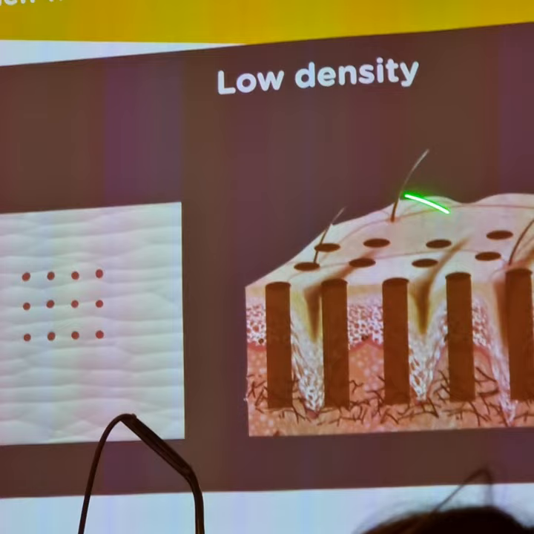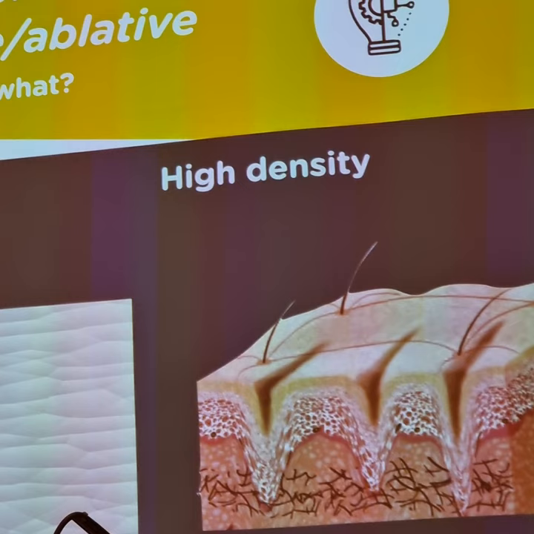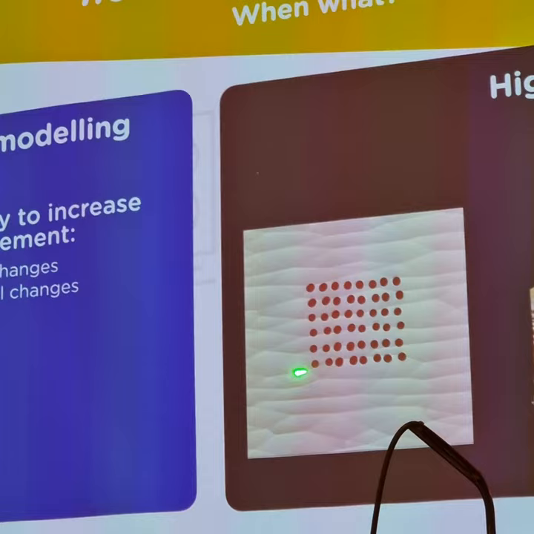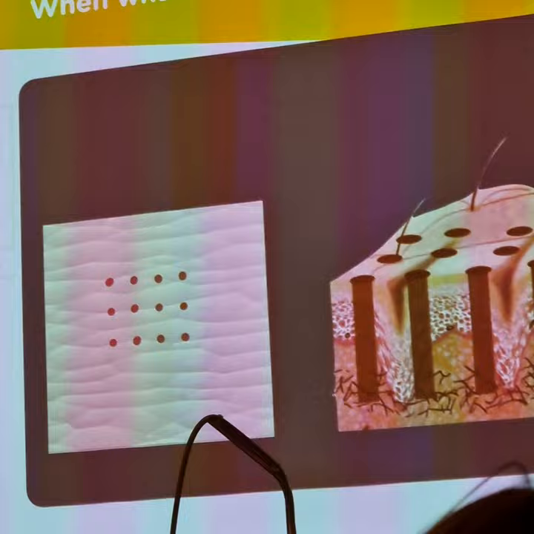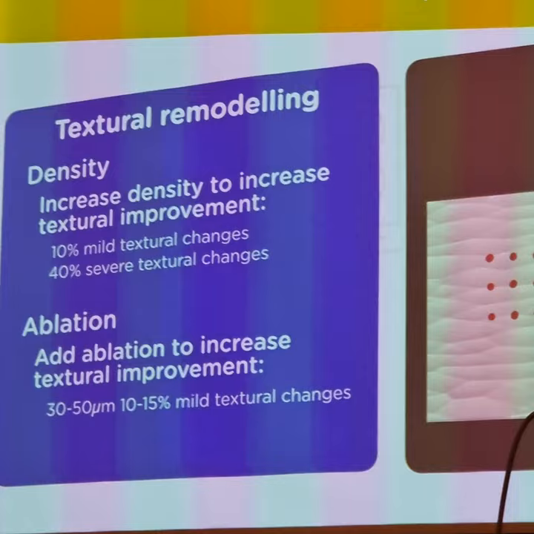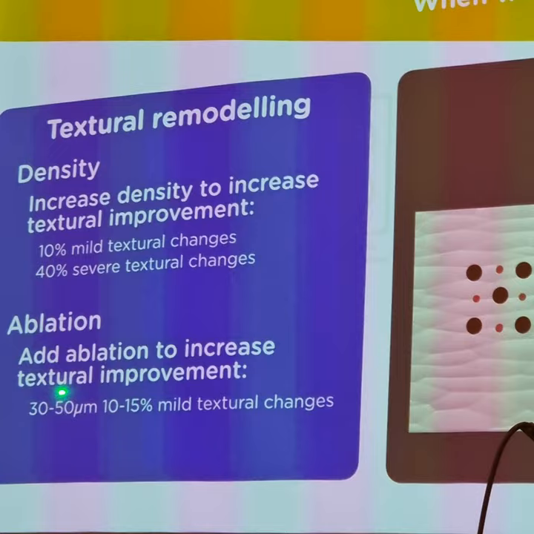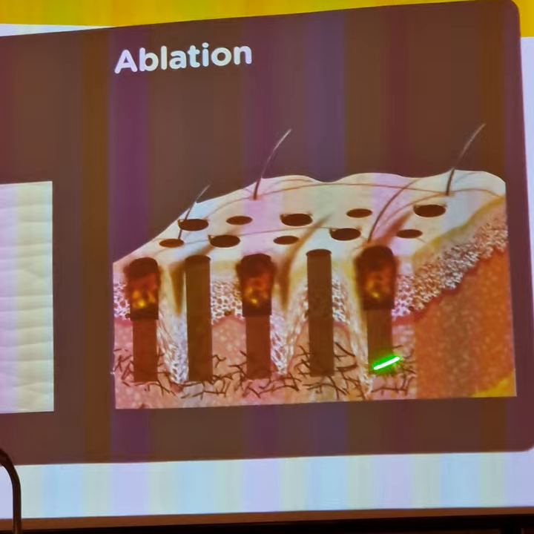But if you want to change the texture more, you will have to increase this density, and you might go up to 40%, which you might be doing with the Halo. If you cover more area, more skin will be removed, so the effect on the texture will be higher, more intense, okay? So density basically changes the textural changes. We can also play with ablation here. If your laser has ablation like Halo, by adding ablation, you remove more tissue, so you'll have a more intense textural change. And we might act with lower amounts of ablation if the textural change is not important, or you can add more ablation to get more intense effects, okay?